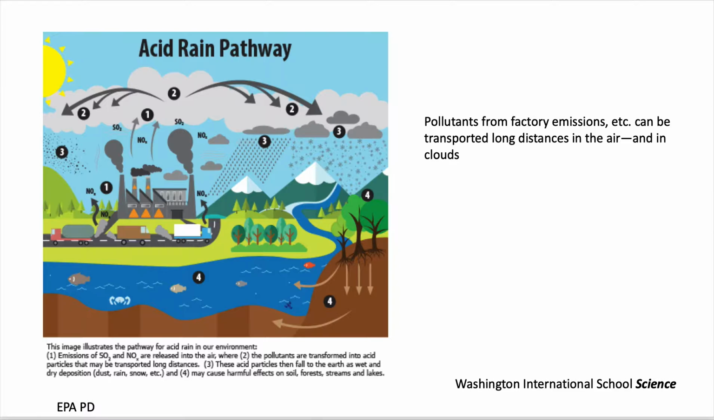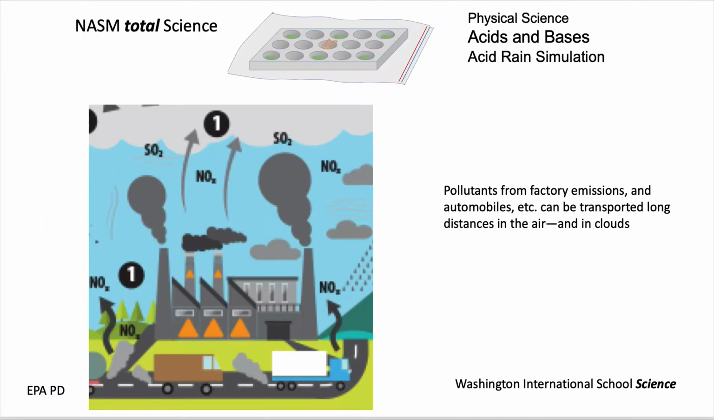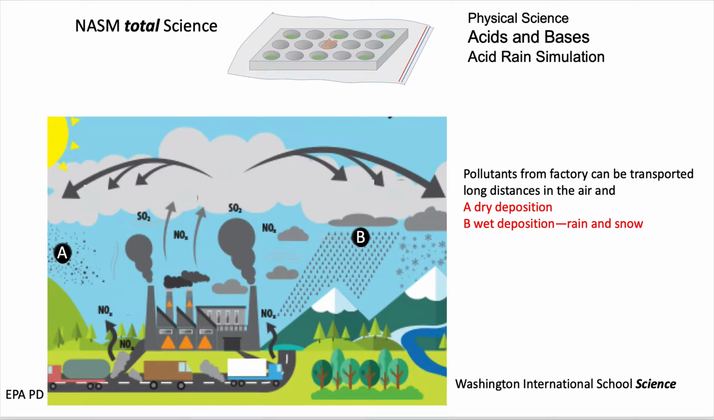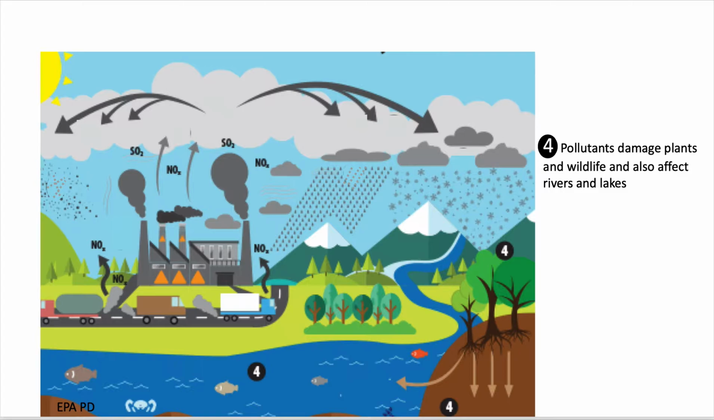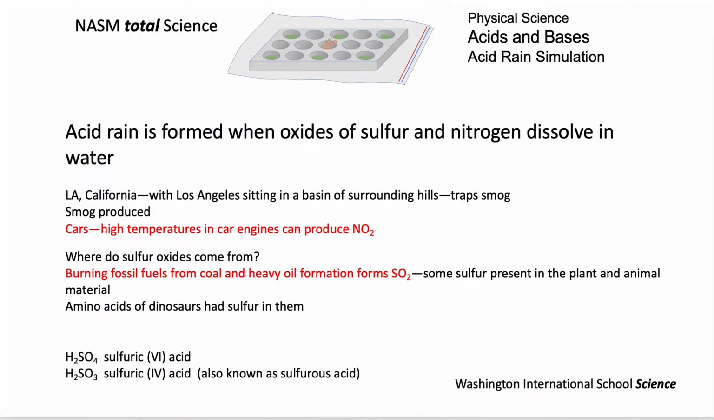So the pollutants are transported a long way from the factory in the air, in clouds, by the wind, and they're leaving the vehicles and the factory exhausts. And you can have dry deposition where it's not raining and wet deposition where it is, and they're going to damage wildlife and affect rivers and lakes.